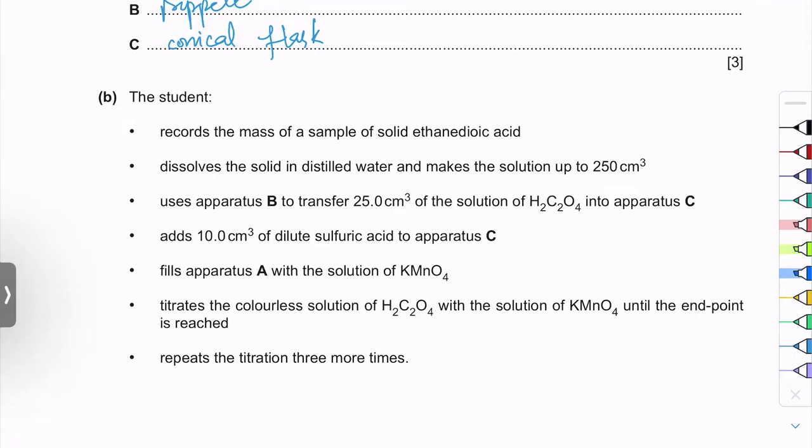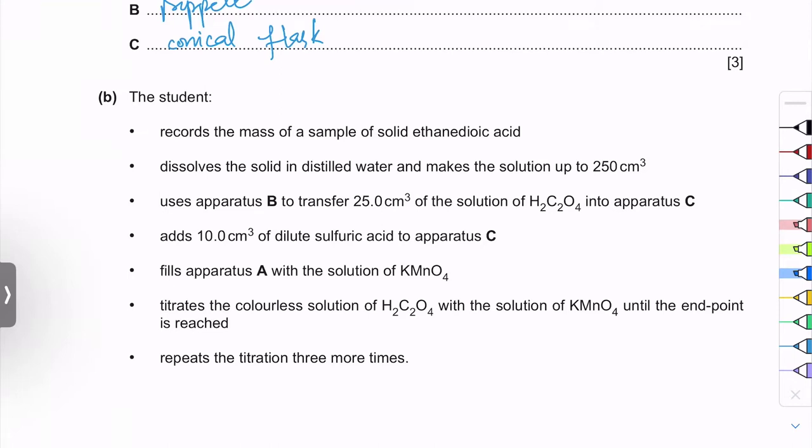Now, for this solution, he took apparatus B, which is a pipette, to transfer exactly 25.0. This 0.0 shows that we have an exact 25, which means you have to use a pipette. And transfer into apparatus C, which is a conical flask. So he took 25 of this solution and added it to the conical flask. Now he added 10 cm cube of sulfuric acid. Why did he add this?